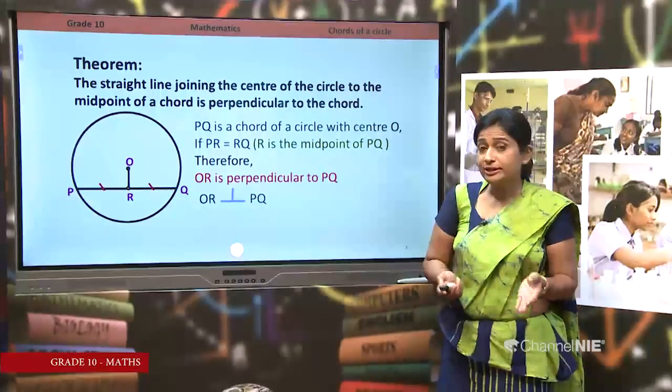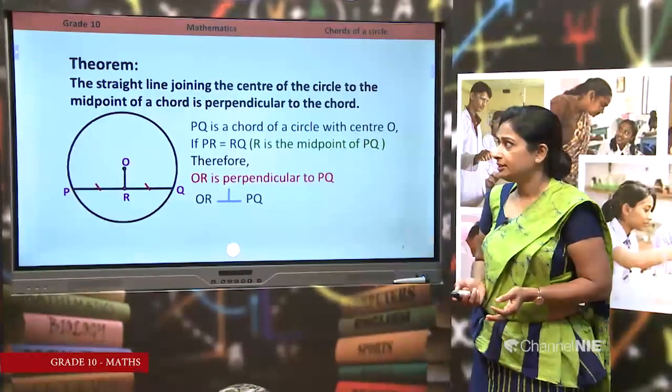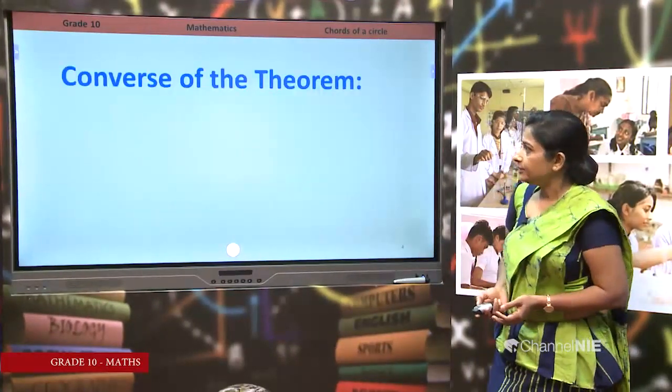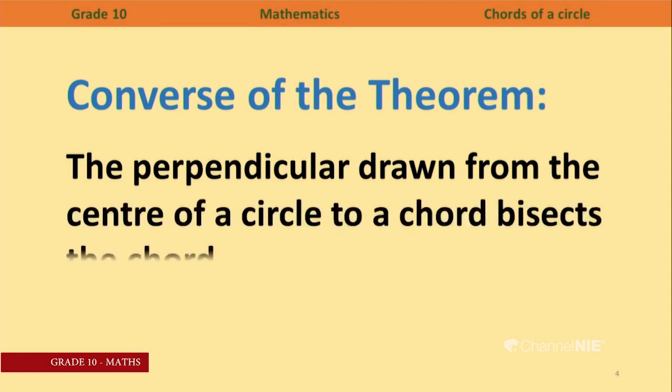Today we are going to learn the converse of the theorem. What is it? The perpendicular drawn from the center of a circle to a chord bisects the chord. Again, the converse of the theorem: the perpendicular drawn from the center of a circle to a chord bisects the chord.